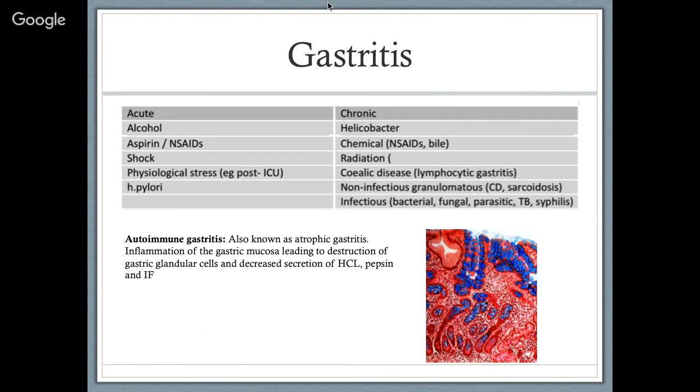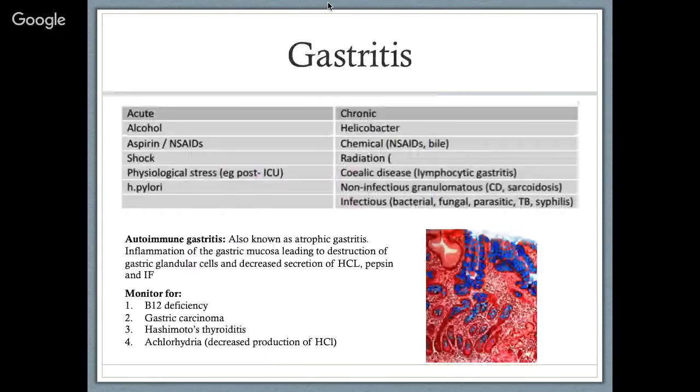So does anyone know what we worry about? What are some complications, or what are some things that we worry about in a patient with autoimmune gastritis? Yeah, good. Can anyone think of anything else that we'd want to worry about? Yeah, good. Yeah, well, I'm sorry, I'm backwards. This is what we worry for: B12 deficiency, again, because the production of intrinsic factor is tampered with.